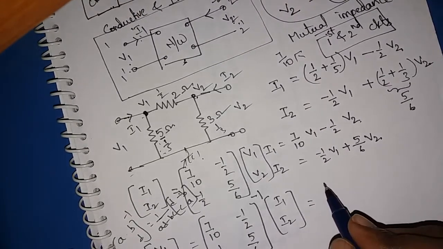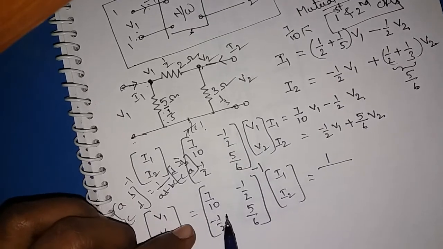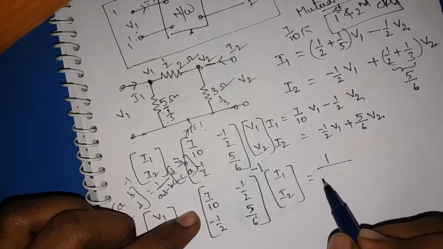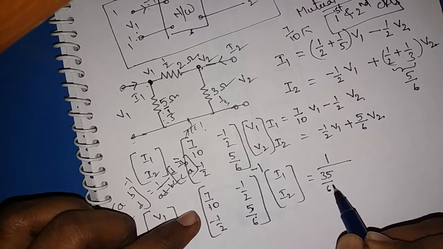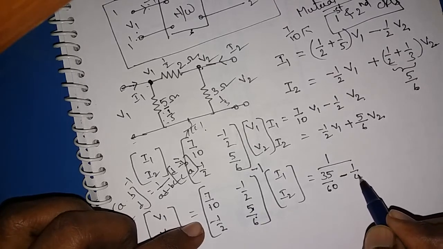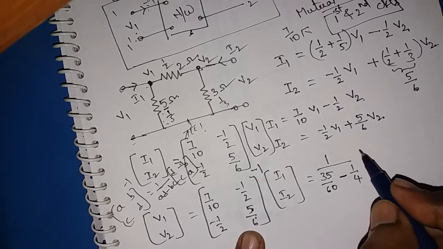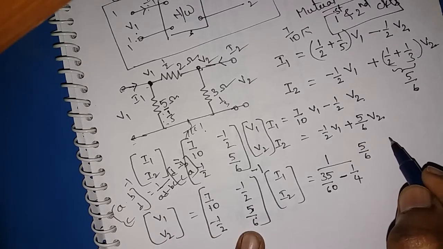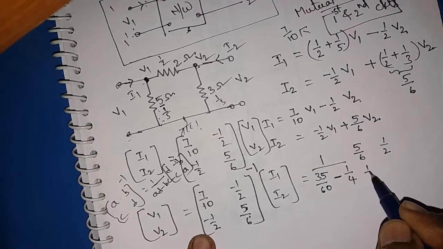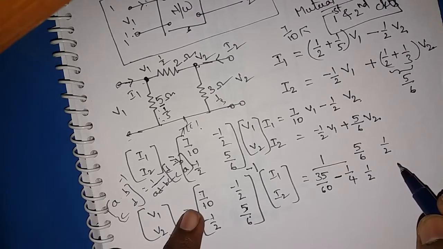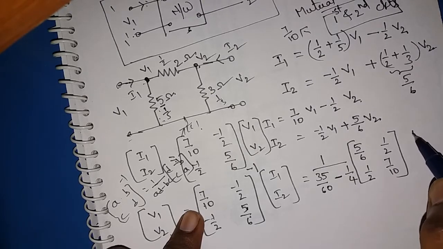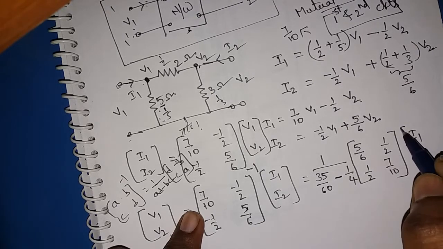Now I apply the same principle here. 1 by AD minus BC: AD in the sense 7 by 10 into 5 by 6, 7 fives are 35, 10 sixes are 60, so 35 by 60, minus 1 by 2 into 1 by 2, that is 1 by 4. D is 5 by 6, minus B is 1 by 2, minus C is 1 by 2, A is 7 by 10, which will be multiplied into I1 I2.